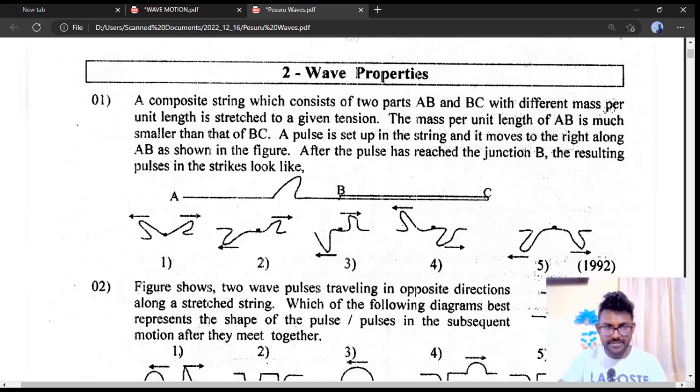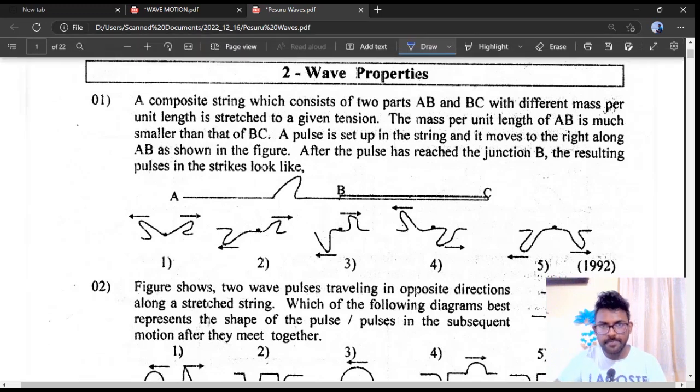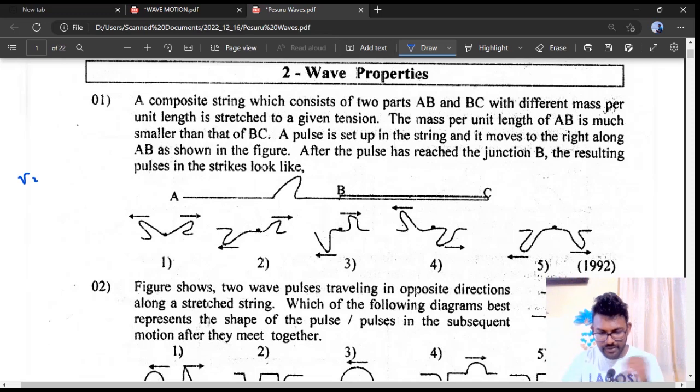Now what does this affect? That is affecting the velocity, right? We know that the velocity of a transverse wave going through a string is root T over M, right? So when the mass per unit length is higher, the velocity decreases because there's an inverse proportionality. It is in the denominator, so when the mass per unit length increases, the velocity should decrease, right?